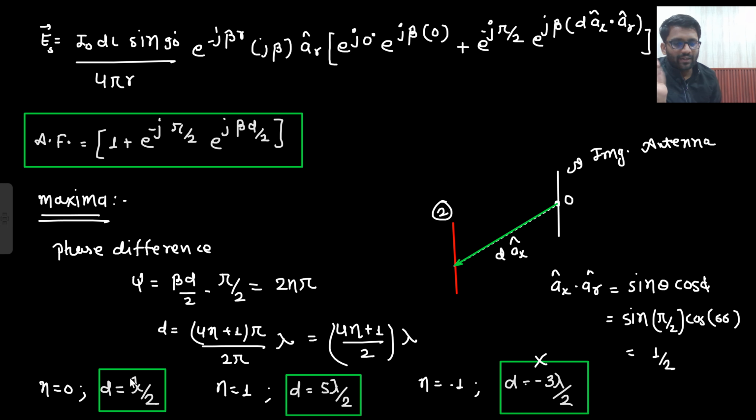But we will always write down the minimum distance. In the examination, we will always write down the minimum distance. So this would be my answer. The distance should be equal to lambda by 2. Now what is lambda? Lambda is equal to c by f.